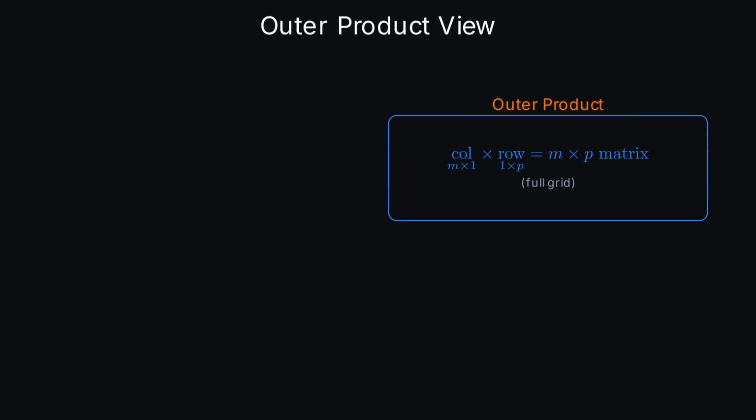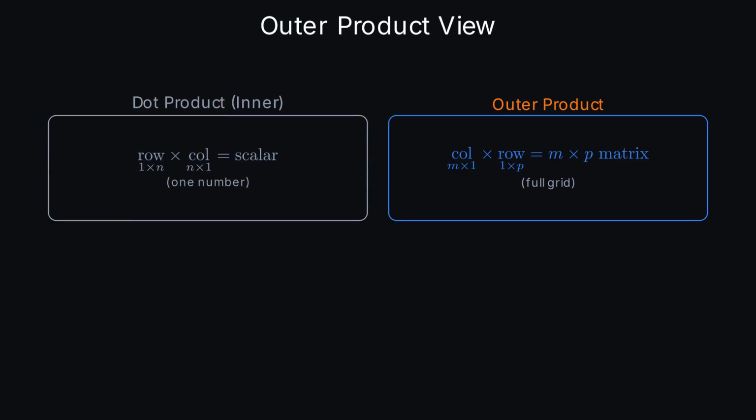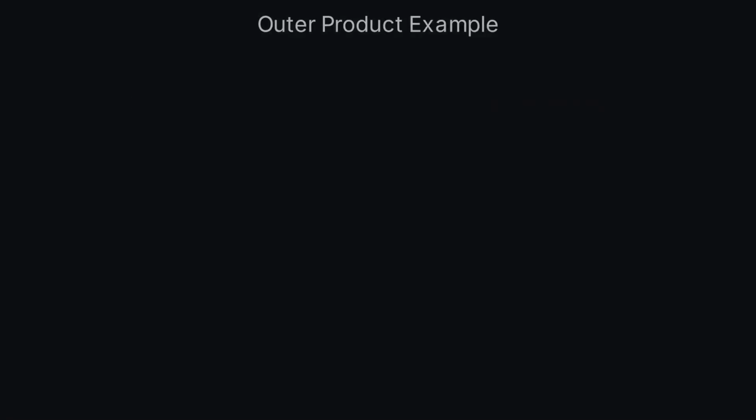This is called an outer product, a column vector, m by 1 times a row vector, 1 by p, produces a full m by p matrix. Contrast this with the dot product, also called the inner product. A row times a column gives just one scalar, a single number, but the outer product gives an entire matrix.